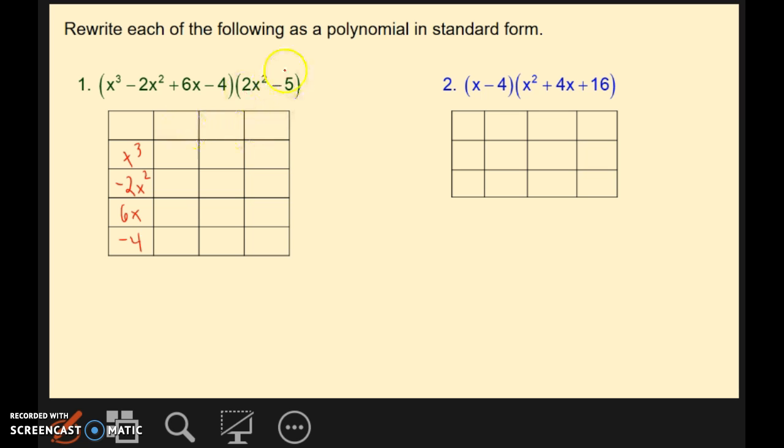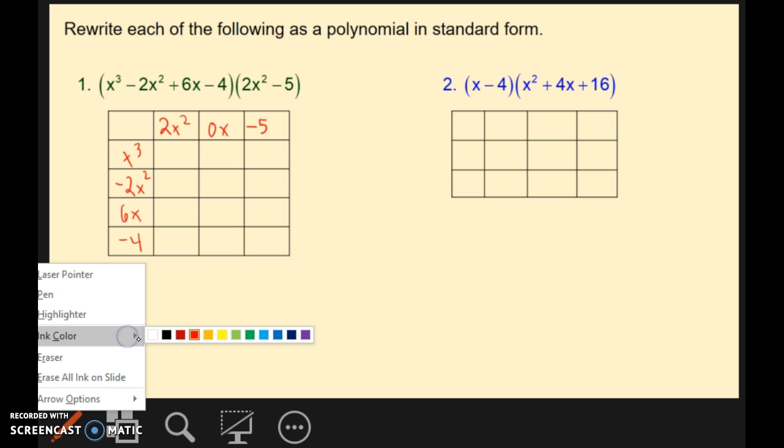In the top row, I'm going to take my second polynomial, which is 2x squared minus 5. You may have noticed that in that particular polynomial, we don't have a linear term. What I'm going to do is put a placeholder in there: 2x squared, 0x, and minus 5. That's going to help me later when I need to do the multiplication and look to combine some like terms.